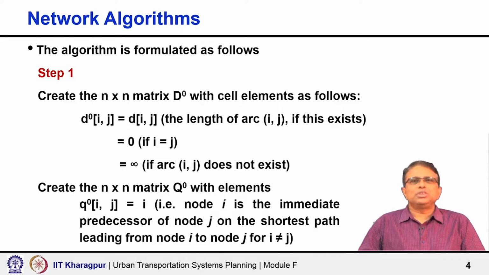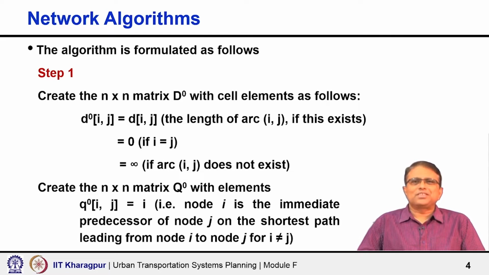Suppose for 1 to 3, if there is a direct connection, then whatever value we know, that value we shall put here. It will be 0 if i equals j. So all the diagonal elements will be 0: 1 to 1, 2 to 2, 3 to 3, all will be 0. And if there is no direct connection, suppose 1 is not connected directly to 3 in my network, then I do not know the shortest path. So I will assume that the length is infinity.